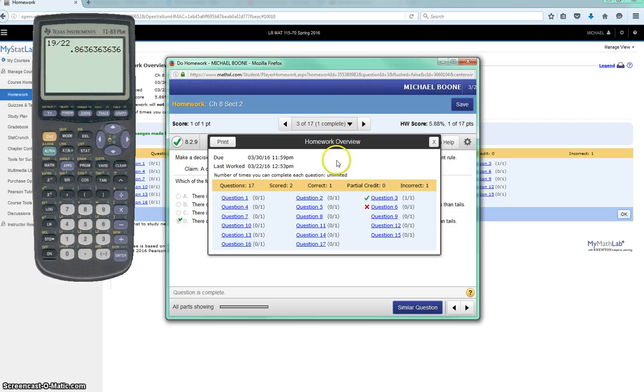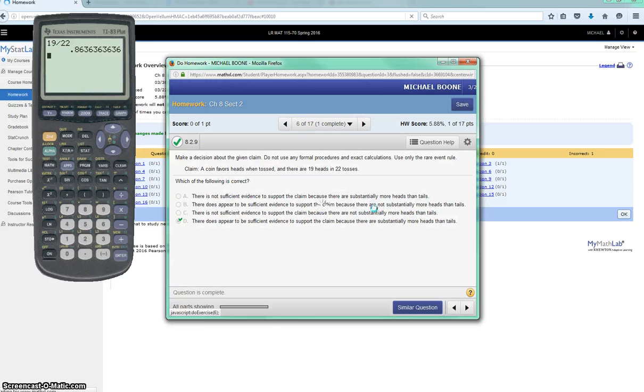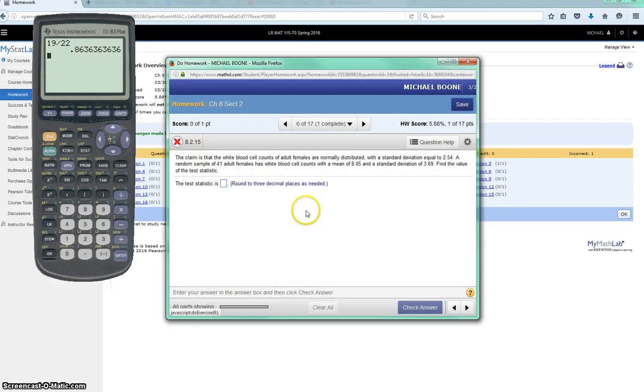Next one I want to look at is number 6. So number 6 is asking to find a test statistic. So the claim that white blood cell counts of an adult female are normally distributed with a standard deviation equal to 2.54. So they're telling us what the known standard deviation is. A random sample of 41 adult females has white blood cell counts with a mean of that and a standard deviation of that. Find the value of the test statistic.